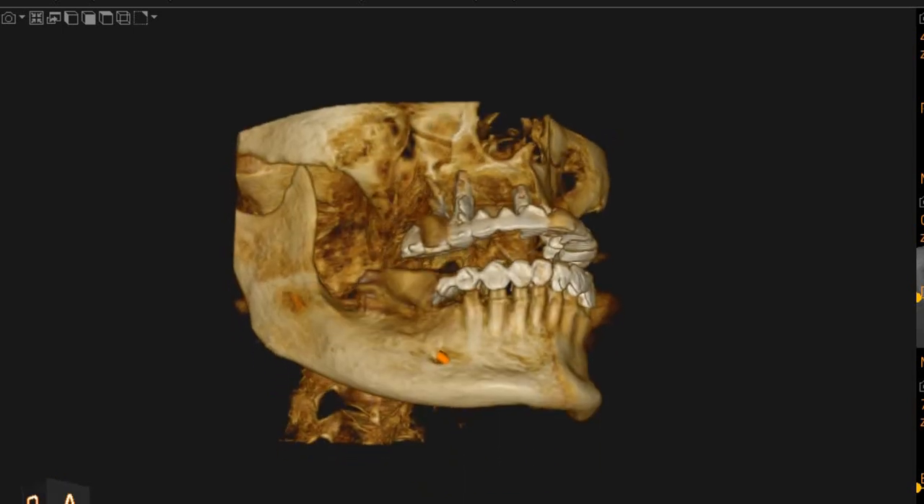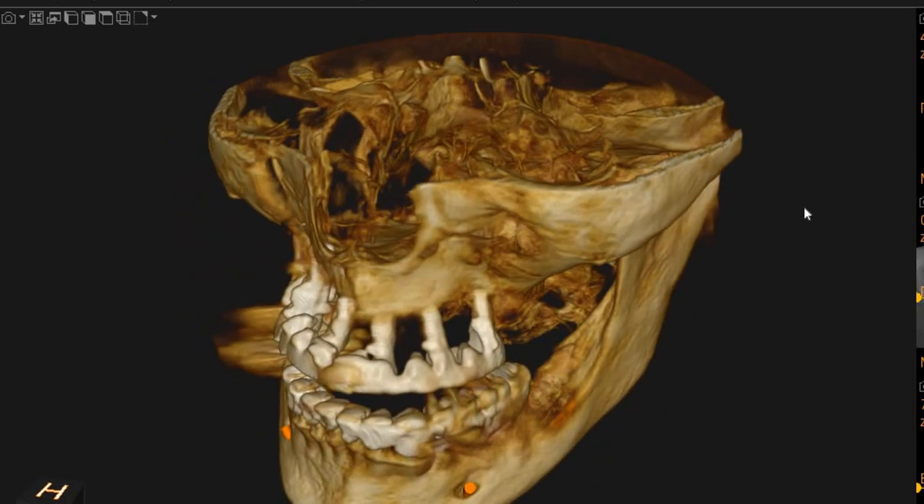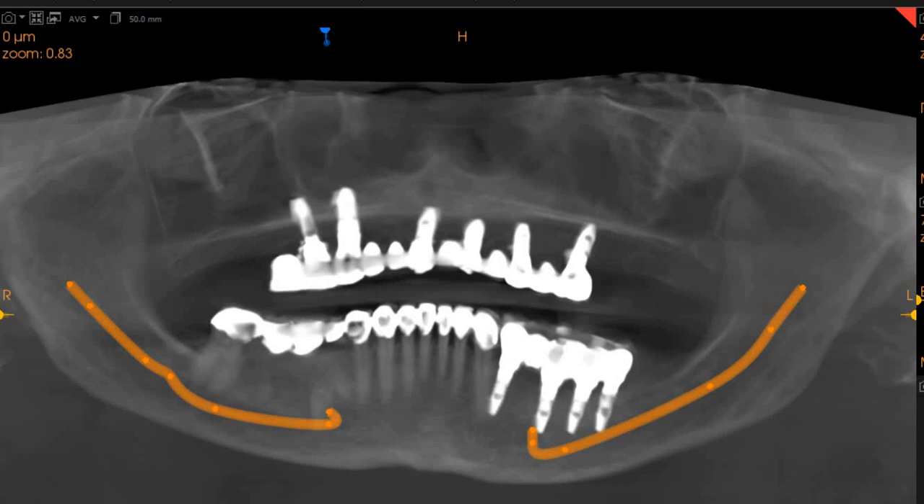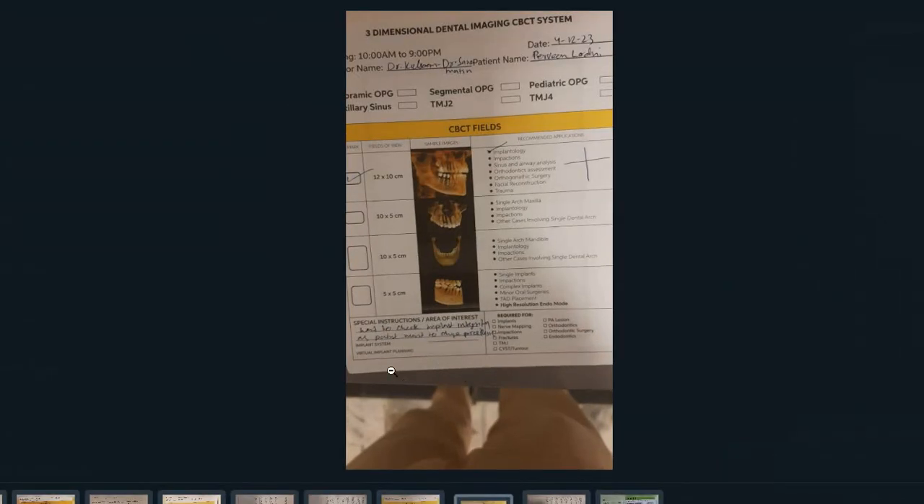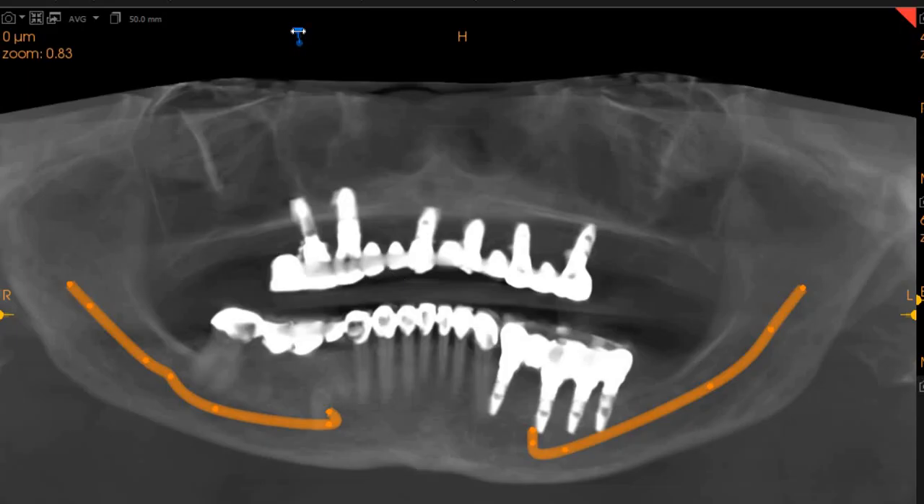This is the CBCT of the patient that you had requested. The area of interest is the implants and their integrity, and for prosthesis is what we know. To check implant integrity, as the patient wants to change the prosthesis. So this is basically what we can see.